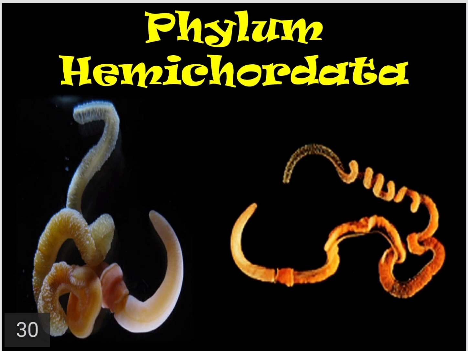So the first picture of the animal in this slide is of a Balanoglossus, and the second picture, that orange structure which looks like a spring, is of a Saccoglossus.